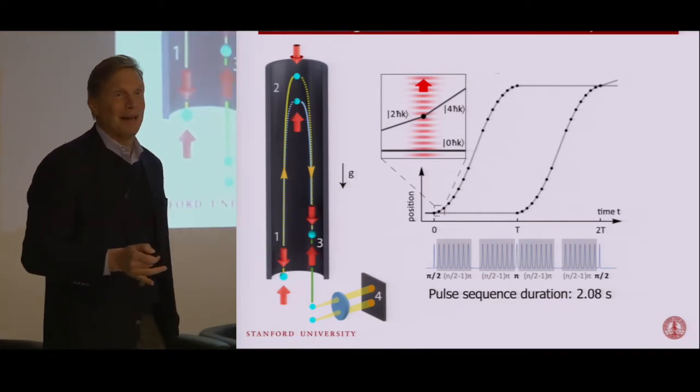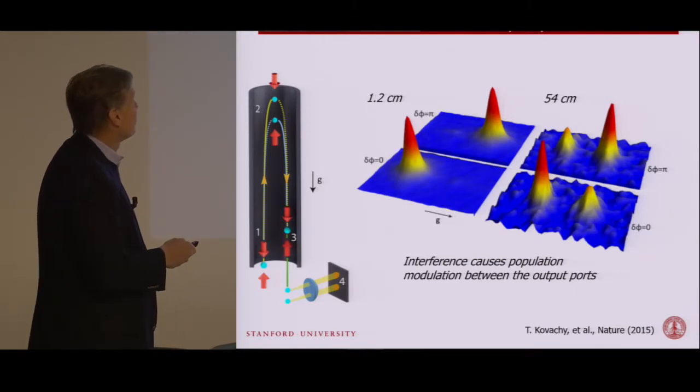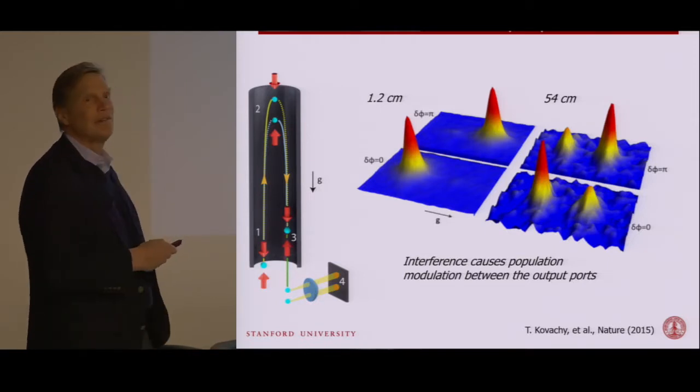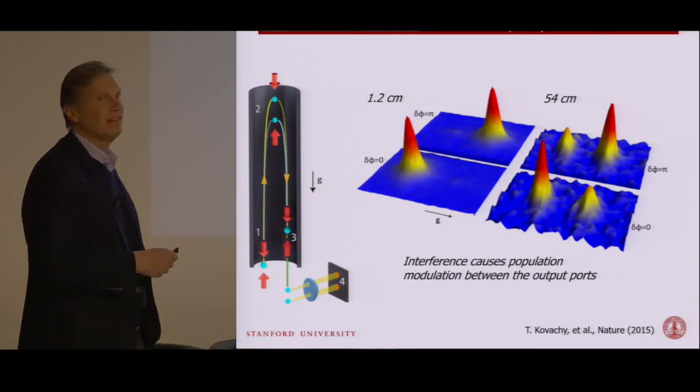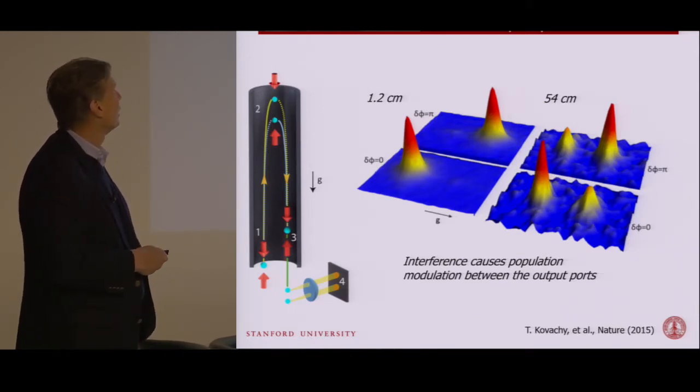All right, so that's the experimental scheme. Now let me show you what happens when we do that. So here are false color pictures that are representative of the intensity distribution on the CCD camera. Where you see red, that's where you have a lot of atoms. Where you see blue, that's no atoms. And let me first focus you on these images here.